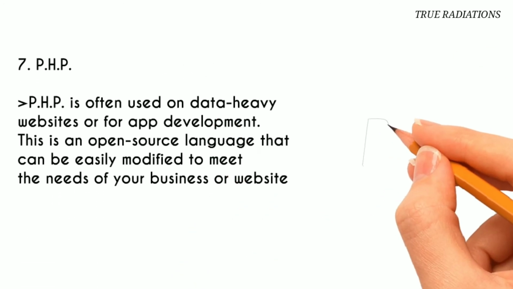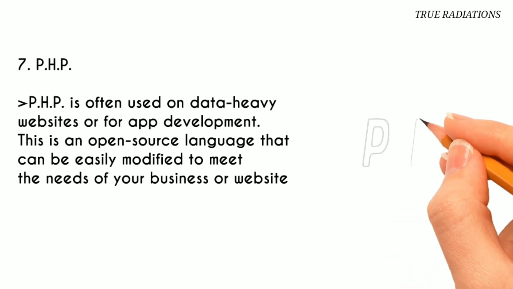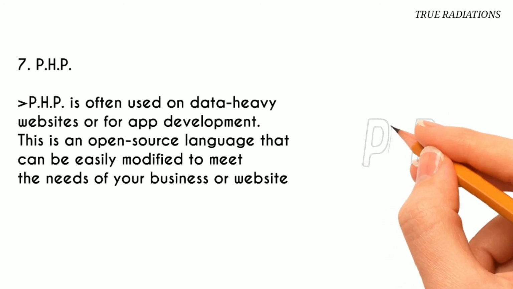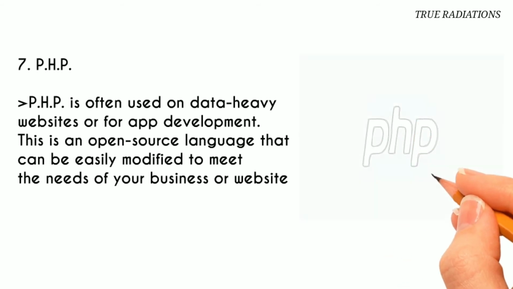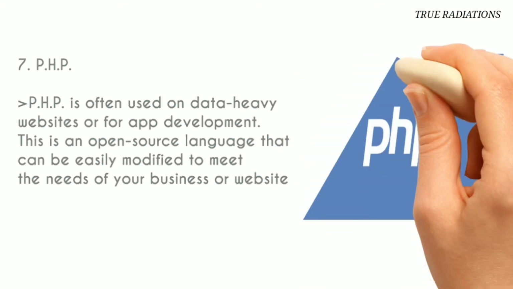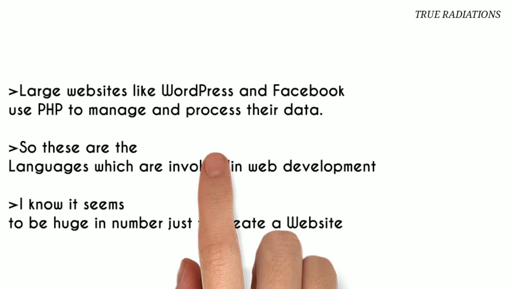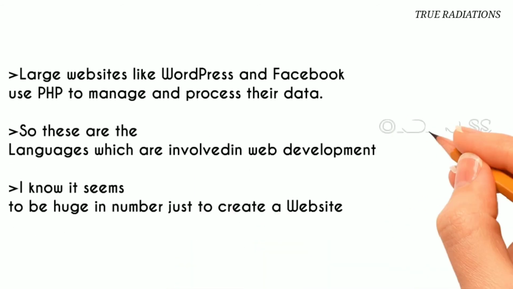Number 7. PHP. PHP is often used on data-heavy websites or for app development. This is an open-source language that can be easily modified to meet the needs of your business or website. Large websites like WordPress and Facebook use PHP to manage and process their data.